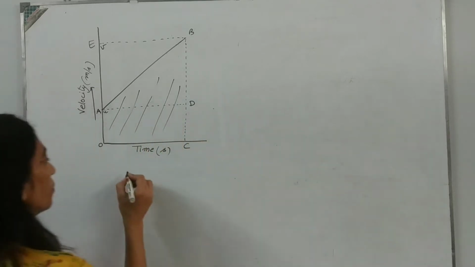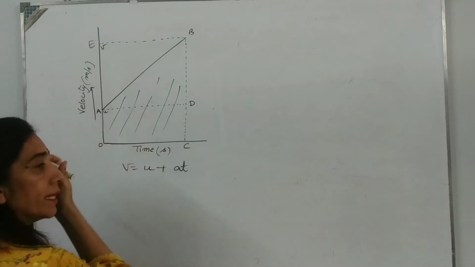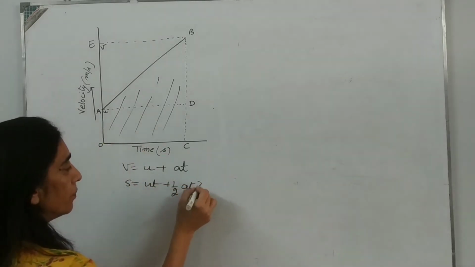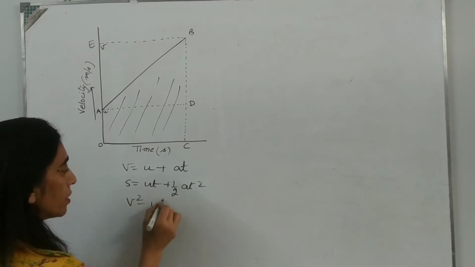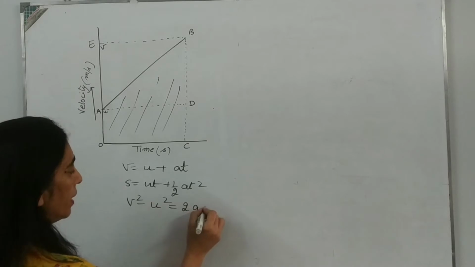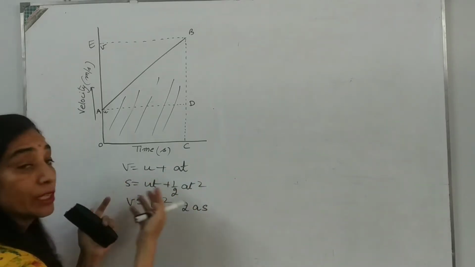Now these equations of motion are v = u + at, s = ut + 1/2 at², and v² - u² = 2as. And these have their usual meanings.